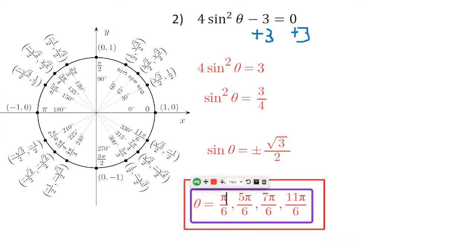Instead of being pi over 6 and 5 and all these, it should be pi over 3, 2 pi over 3, 4 pi over 3 and 5 pi over 3.